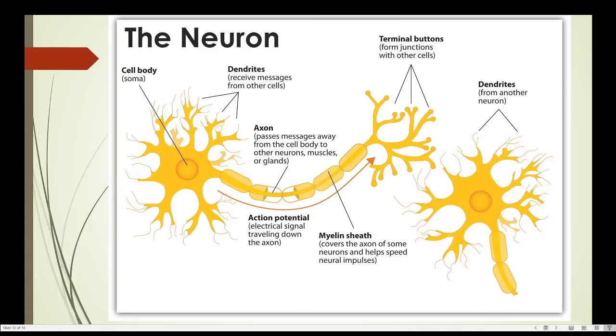So, ganun palagi ang kanyang direction. Hindi pwedeng palabas ng dendrites. Laging papasok sa dendrites, palabas sa axon. And sa dulo ng axon, we have terminal buttons that connect to the next neuron. They are not really connected. There is a space in between them, and we call that space the synapse.